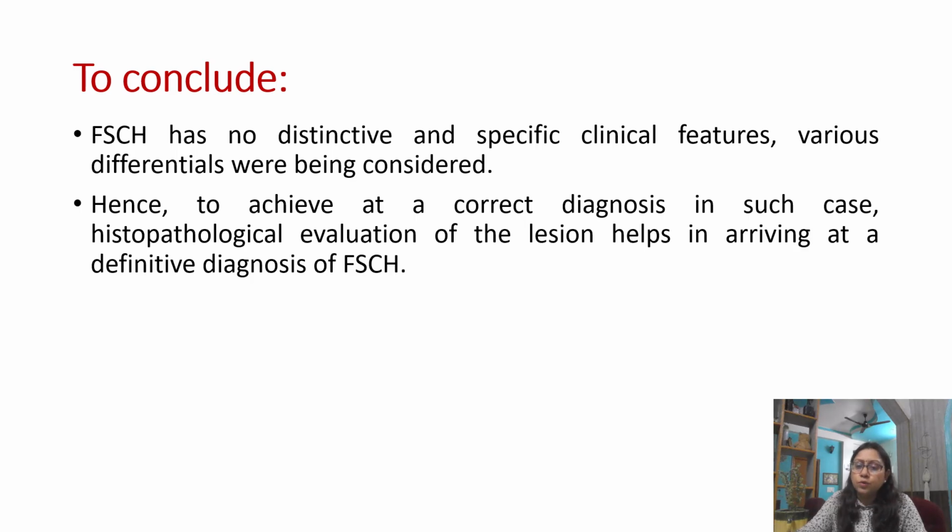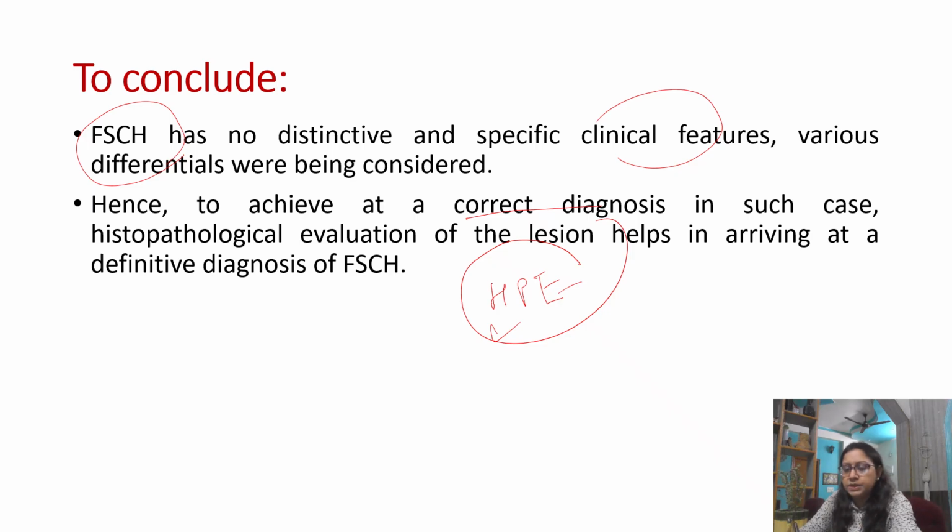To conclude, FSCH, as the name suggests, I love pronouncing it, folliculosebaceous cystic hamartoma, does not have any distinctive or specific clinical feature to label it as the diagnosis. But many differential diagnoses you have to keep in mind, especially when you're evaluating a nodular lesion on the head and neck area. To arrive at a correct diagnosis, what you need is HPE, that is histopathological evaluation. That helps you arrive at a correct diagnosis and helps in management of the patient.